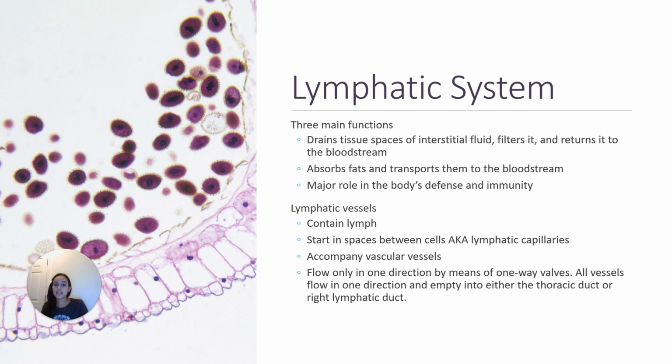And then another thing is that the flow of lymph is only in one direction by means of one-way valves, so very similar to veins. And then all these vessels flow in one direction, and they empty into either the thoracic duct or the right lymphatic duct, which we're going to go over next.